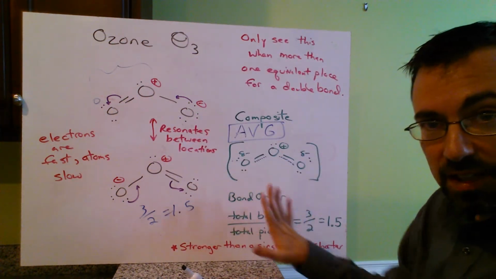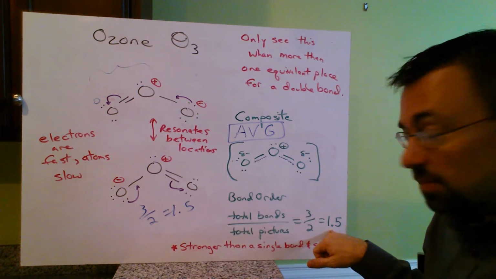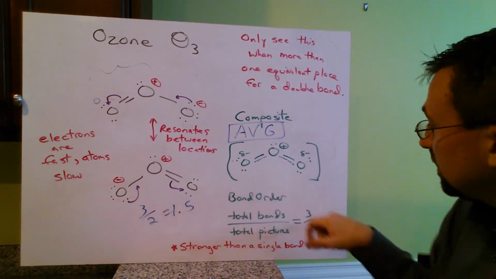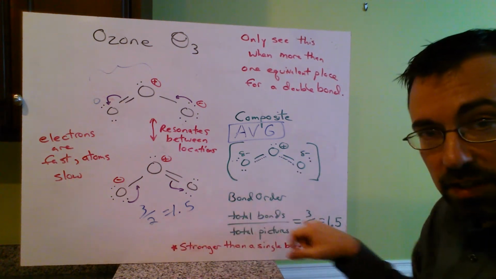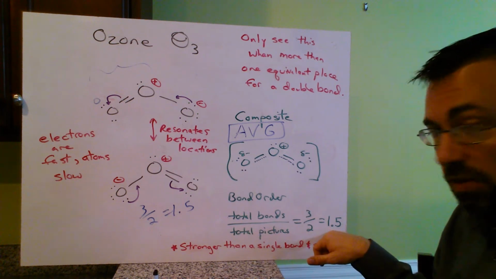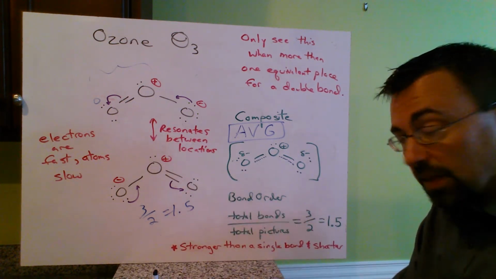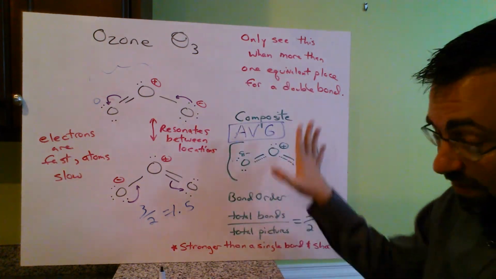Again, for those of you that don't like fractions and math, this will work. So what can we say about this bond? Well, we'd say both the left-hand and the right-hand side should be equal length and equal strength. They should both be stronger than a single bond, because that's bigger than 1, and they should be shorter than a single bond, because that's more of a connection. So that's how we can use that.